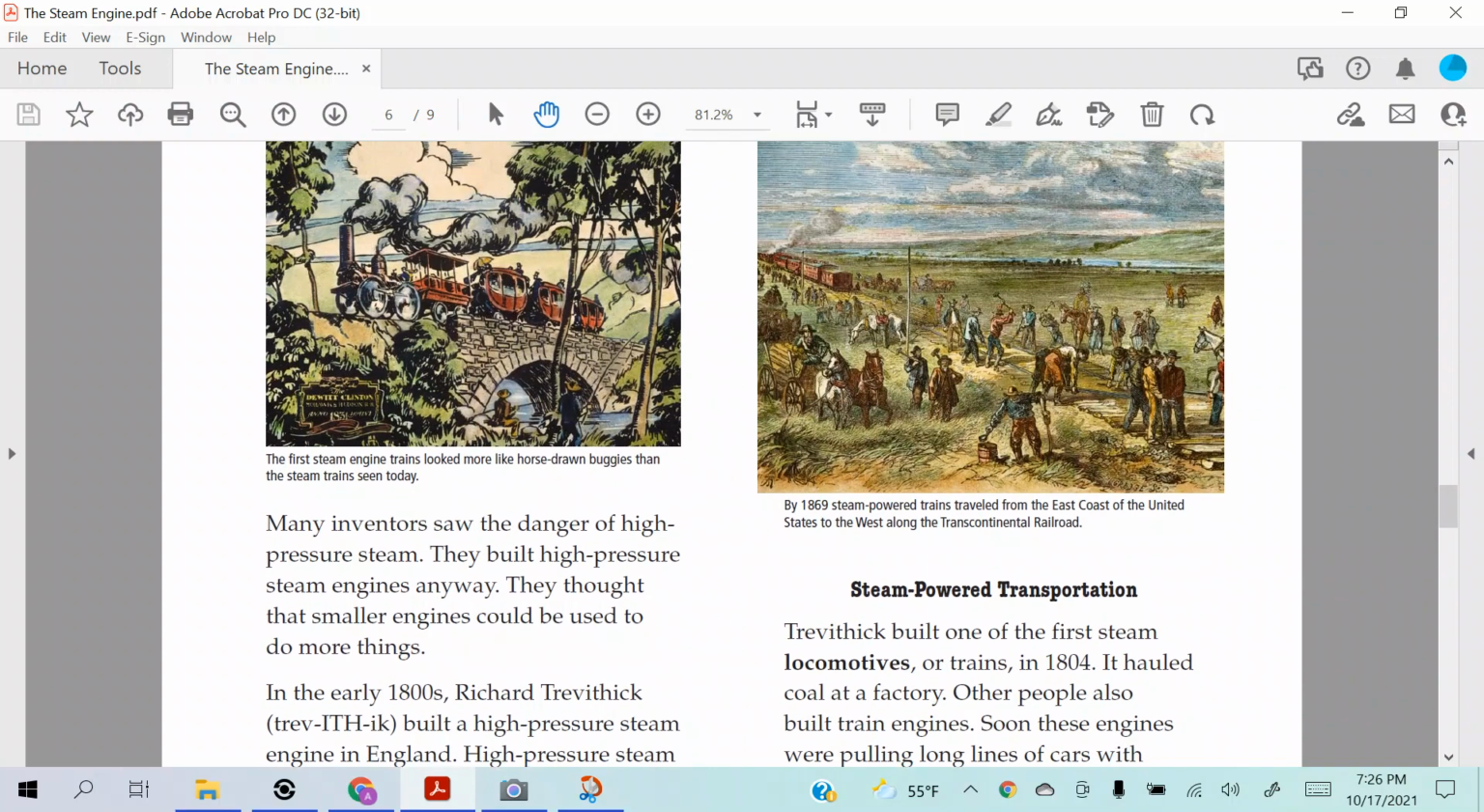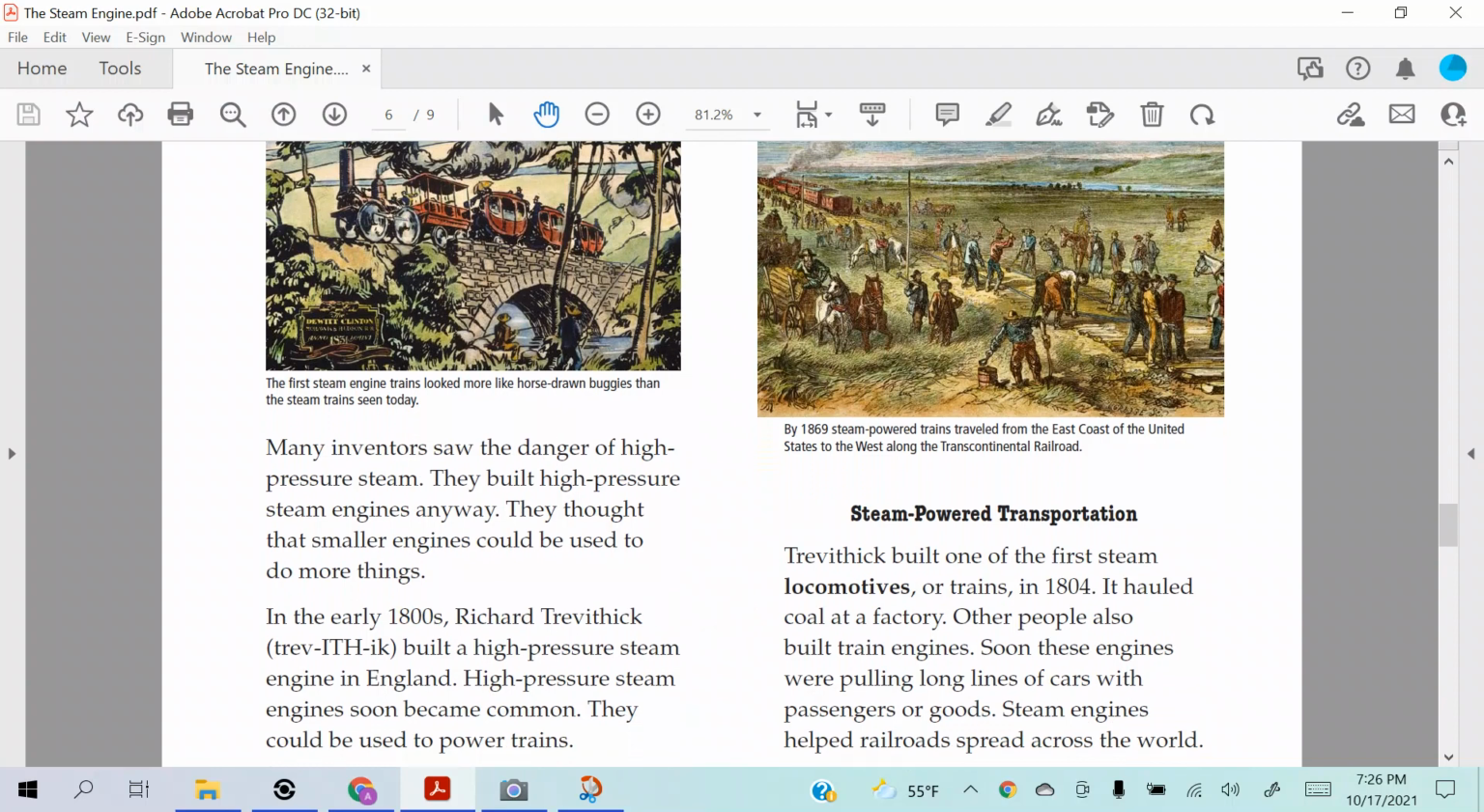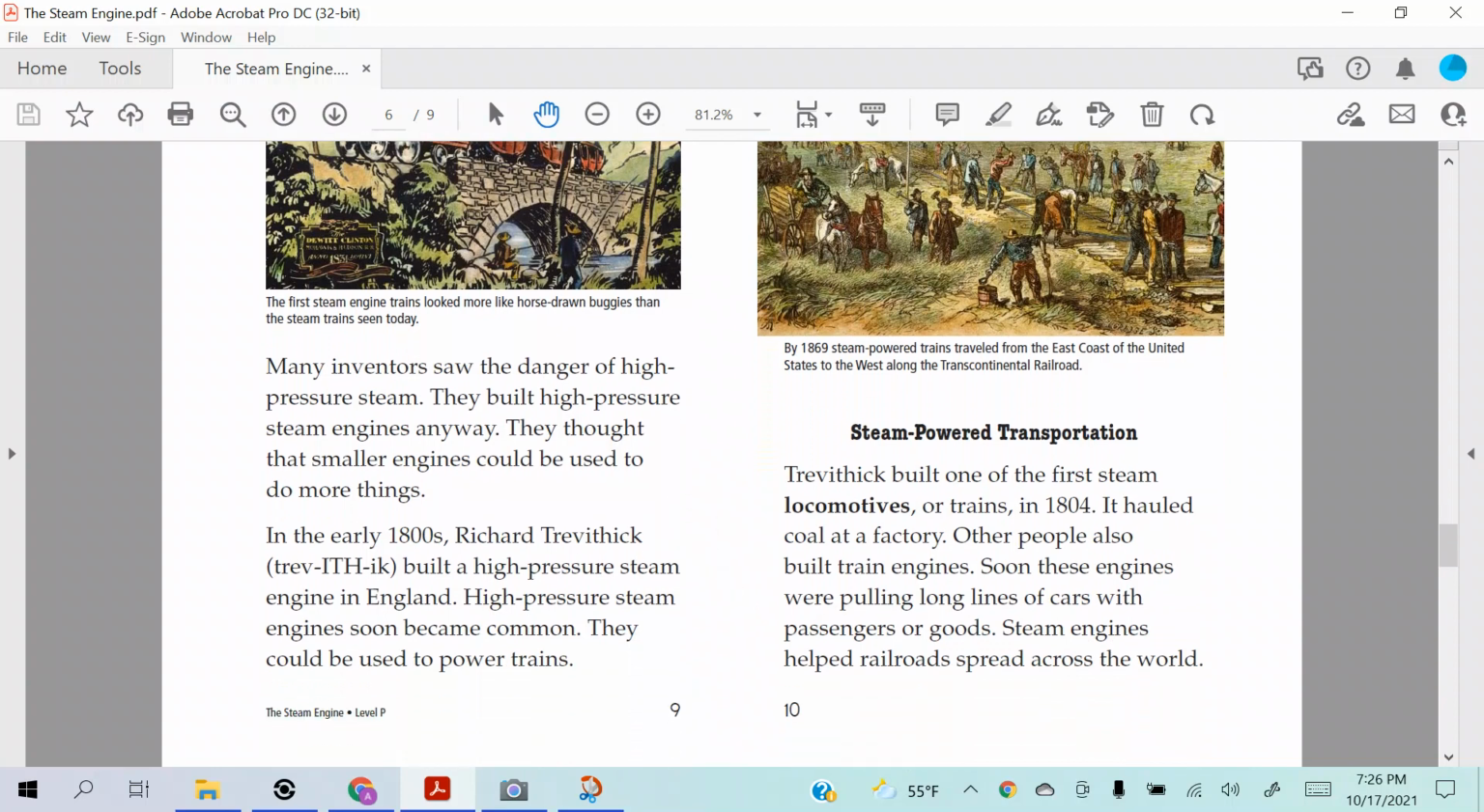Look at these. Steam powered train. Yeah, look at this. Many inventors saw the danger of high pressure steam. They built high pressure steam engines anyway. They thought that smaller engines could be used to do more things. In the early 1800s, Richard Trevithick built a high pressure steam engine in England. High pressure steam engines soon became common. They could be used to power trains.